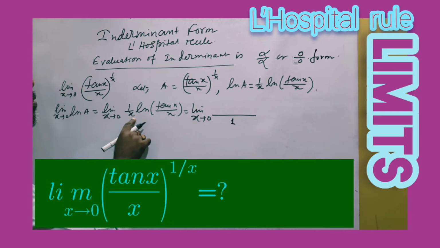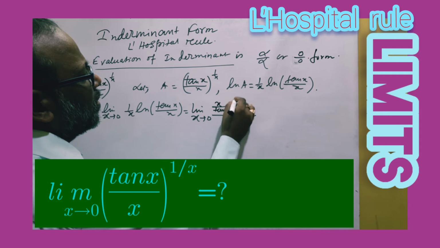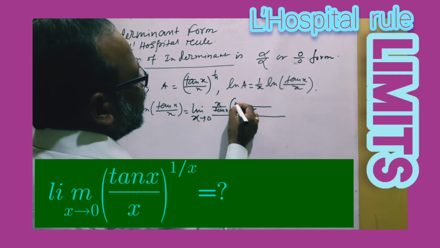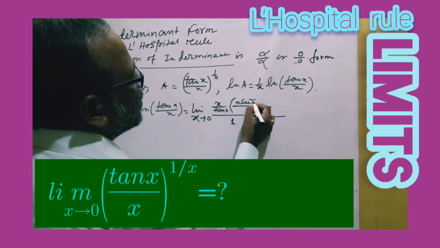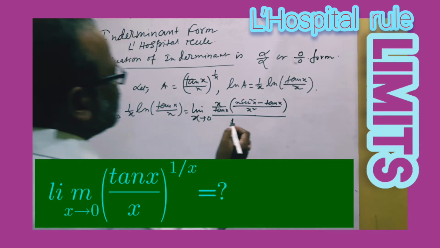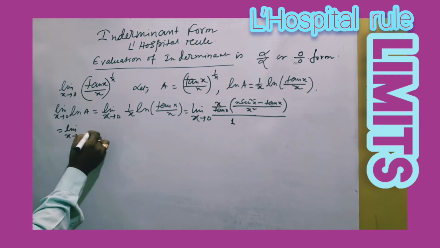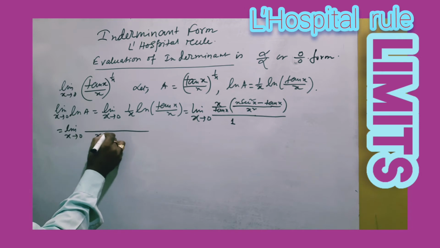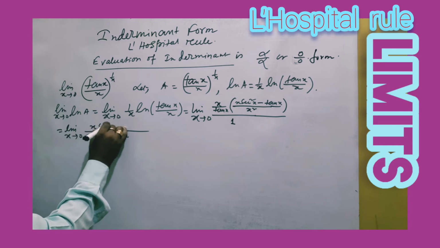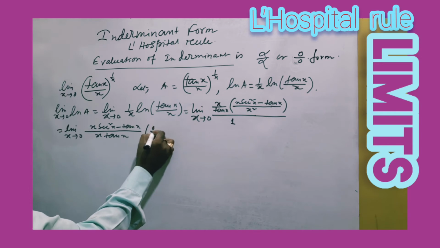So the derivative of x is here 1, and the derivative of this is x by tan x, and the derivative of this with respect to u by v. This is x square, x sec square x minus tan x. Now simplify, and this is equal to limit x tends to 0, this is your x tan x, and this is x sec square x minus tan x.